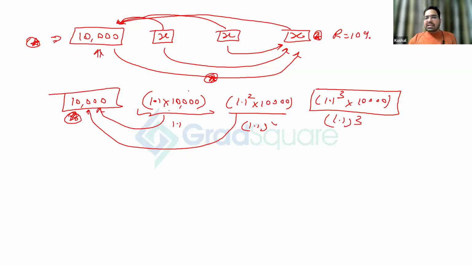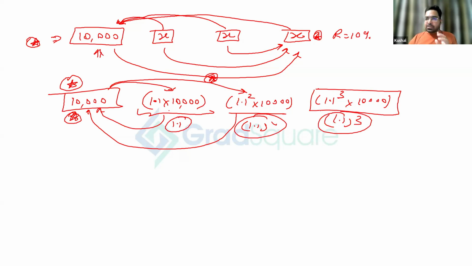So this money, when taken forward for 1 year, was multiplied by 1.1. Taken forward for 2 years, the value of this money at a rate of 10% would become 1.1 square into 10,000. And at the end of the 3 years, it will become 1.1 cube into 10,000. When I want to bring it back, I will have to divide it by 1.1, 1.1 square, and 1.1 whole cube. Now, keeping this in mind, we will try to look at this particular example.